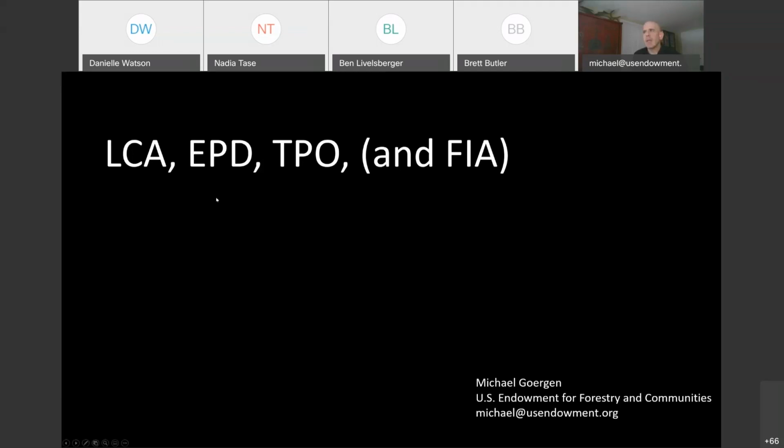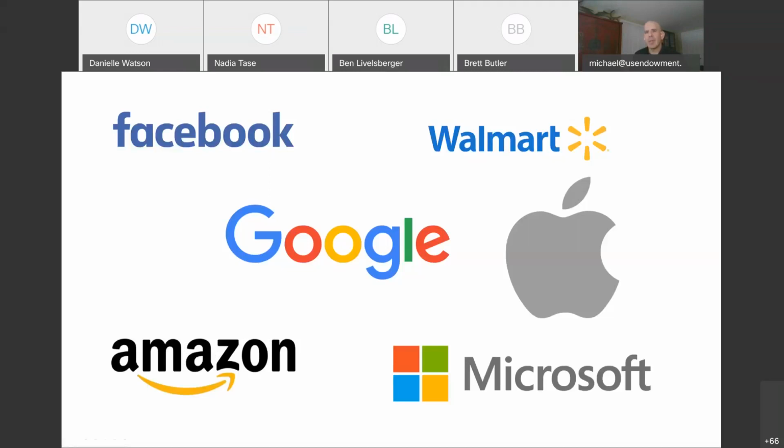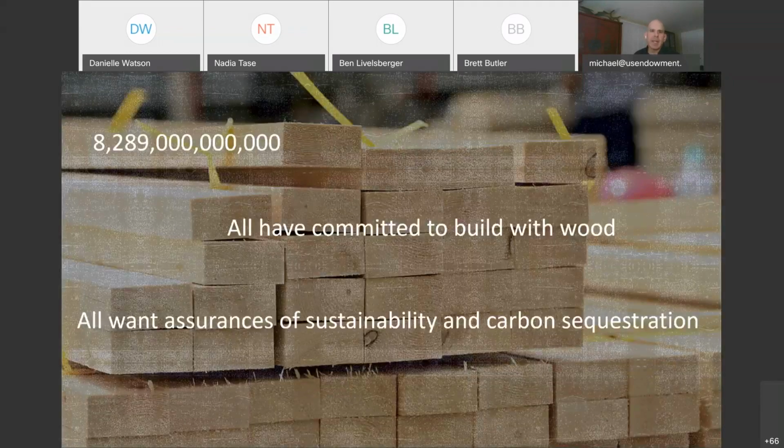What's interesting to me is that, this next slide here that I'm showing you, you're probably thinking, why on earth are we looking at this from a TPO standpoint, right? So these are some of the largest companies in the world. And what's interesting about them is they have a number of things in common. If you look at their total market capitalization, it's well over $8 trillion.